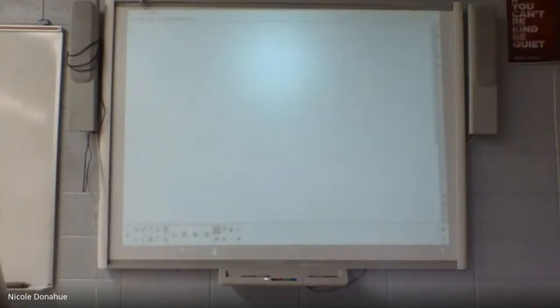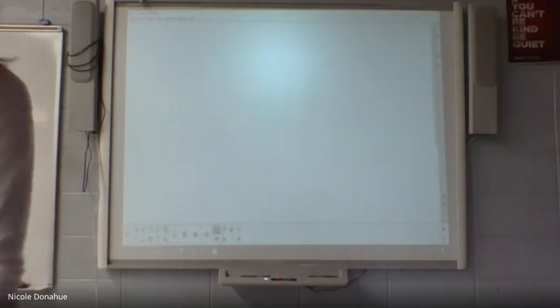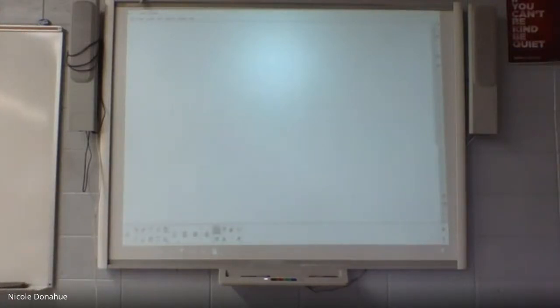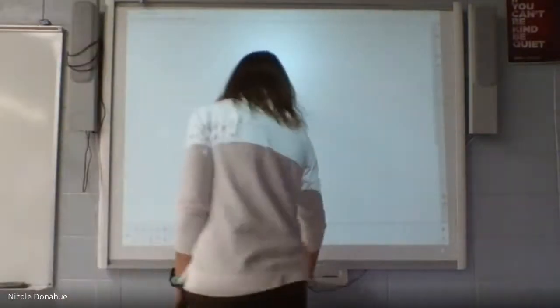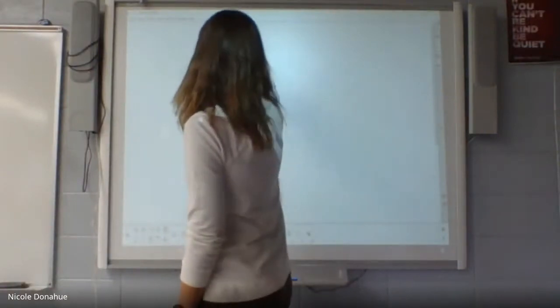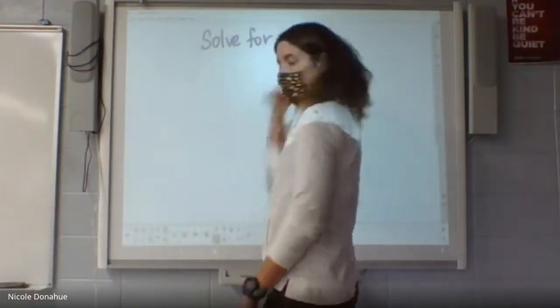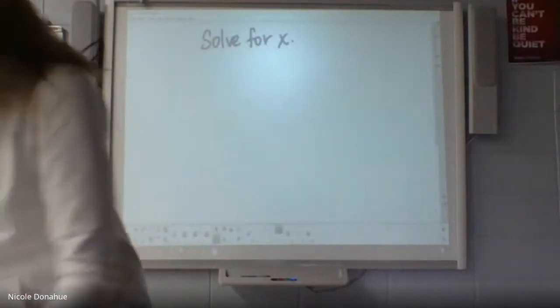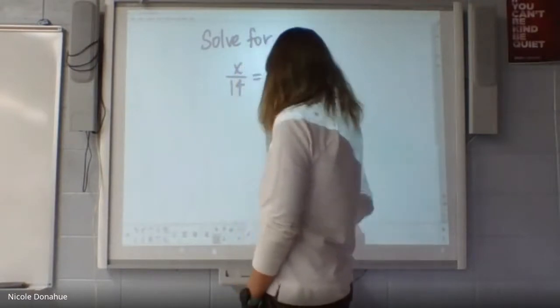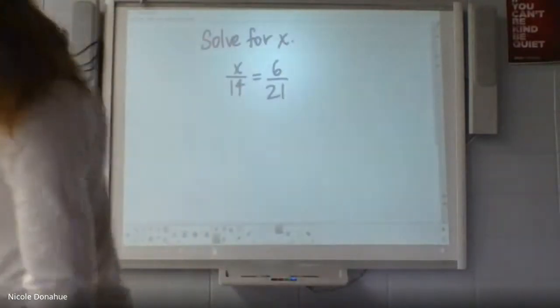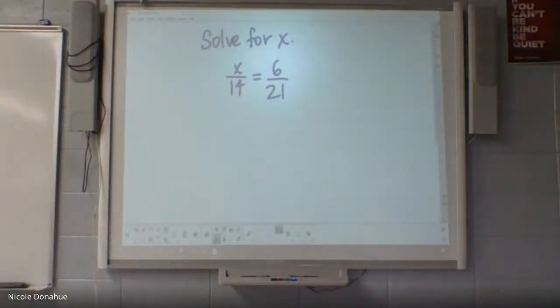All right, so I'm going to give you guys some ratios here. We'll work on... well, actually, let's do a proportion. Let's do a couple of proportion problems. So I want you guys to solve for x. So x over 14 equals 6 over 21.